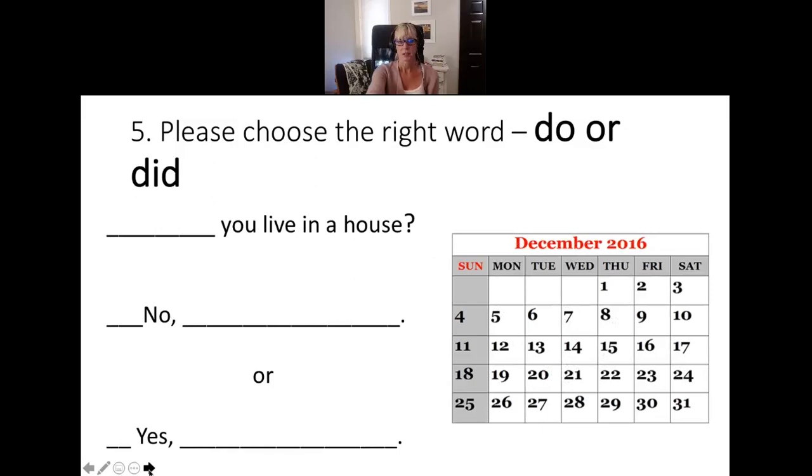Do or did, number 5. You live in a house? Please look, the date is December 2016. It's past. Write an answer. Think about 2016. Did you live in a house? Yes or no? There's one answer, okay? Only one. It's either no or yes. Do not write, no, I don't live in a house. Yes, I do live in a house. It's one answer. Answer the question.